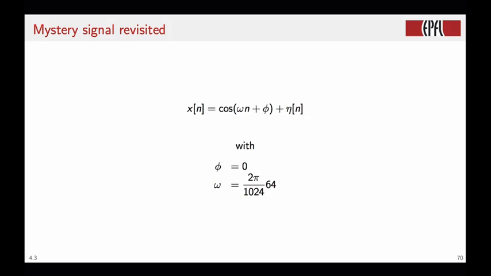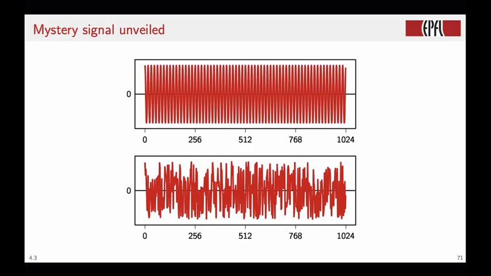Since the imaginary part of the Fourier transform doesn't exhibit any particular peak, we can assume that the phase of the cosine is 0. And as far as the frequency is concerned, we know that the peak occurs at k equals 64. We are in a space of 1024 points, and therefore omega will be equal to 2 pi over 1024, the basic frequency for the space, times 64. If we plot the two components separately at this point, we see that we have indeed a cosine that oscillates 64 times in 1024 points, and we have an additional noise component that doesn't really seem to have any structure.